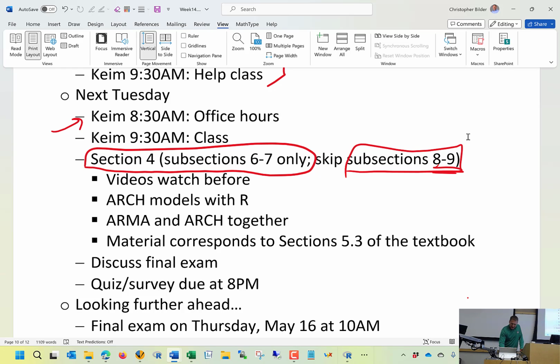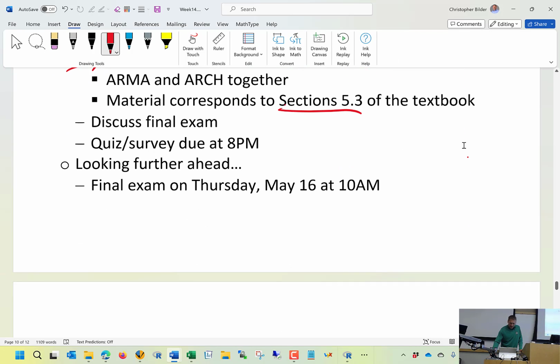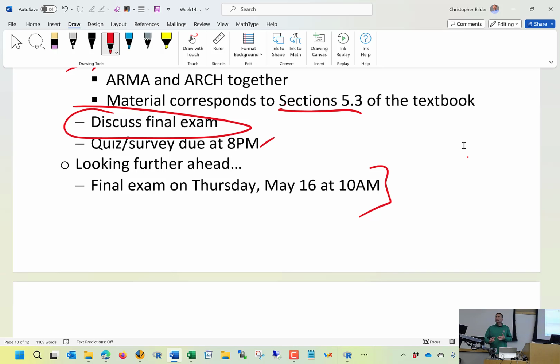Now, subsection 6 gives you the first example of how you can actually estimate these ARCH models with R. Subsection 7 shows you how you can combine the ARCH models with ARMA models. It corresponds to section 5.3 of the book. We will also spend a lot of time talking about the final exam next Tuesday. And you do have that quiz survey due at 8 p.m. Lastly, our final exam is Thursday, May 16th at 10 a.m. Okay. Any questions? And that is all here for today.